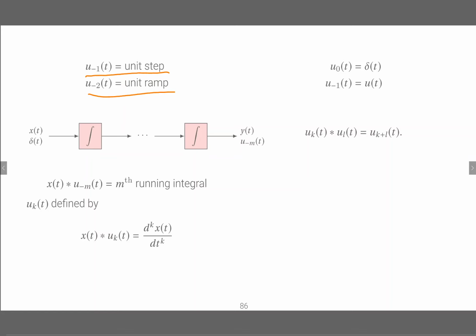You can see you can have integrations going on like that. So u0(t) is delta(t), u minus 1(t) is u(t), and uk convolved with ul is u(k+l). uk(t) is defined so that x(t) convolved with uk(t) is the kth derivative of x(t), d^k x(t) by dt^k, as you saw before. In this case, x(t) convolved with u minus m(t) is the mth running integral.